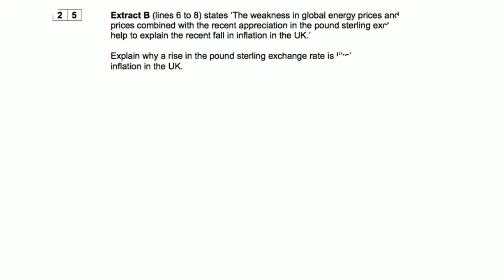Hi, this video is on the 2016 Econ 2 paper for the new AQA AS Economics course. We are going to be looking at question 25. Extract B at lines 6 to 8 states, the weakness in global energy prices and food prices combined with the recent appreciation in the pound sterling exchange rate help to explain the recent fall in inflation in the UK. Explain why a rise in pound sterling exchange rate is likely to affect the rate of inflation in the UK.